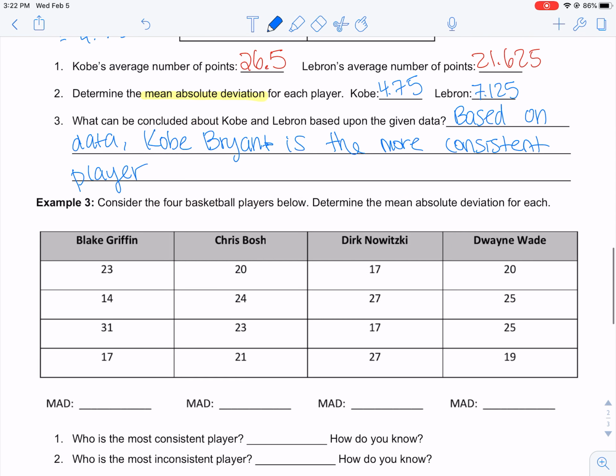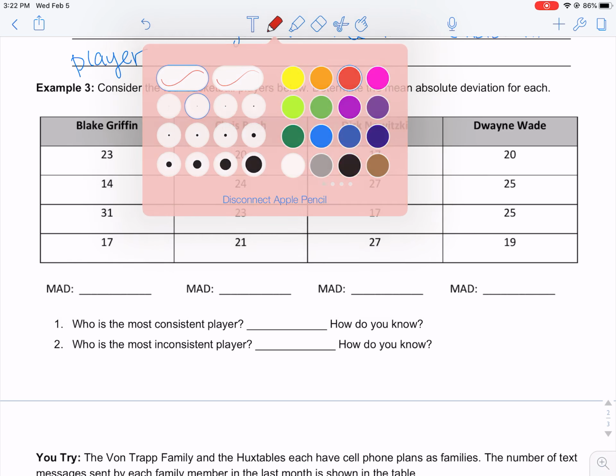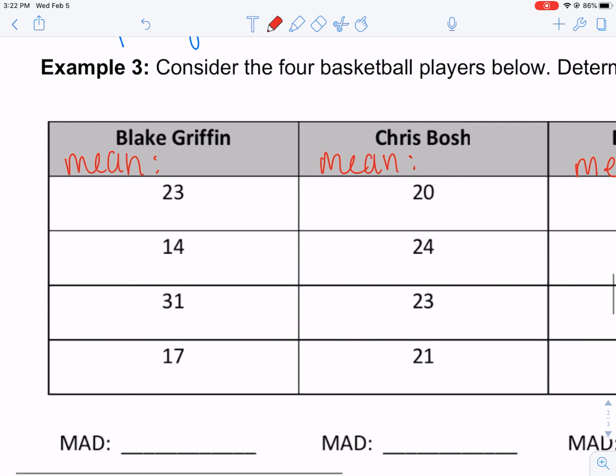Okay. All right, so example number 3. Consider the 4 basketball players below. Determine the mean absolute deviation for each. So again, we need to figure out the mean for each one. So I'm going to write the mean for each one on the top of their tables of scores. I'm just going to add 23 plus 14 plus 31 plus 17, all divided by 4, that gives you 21.25.